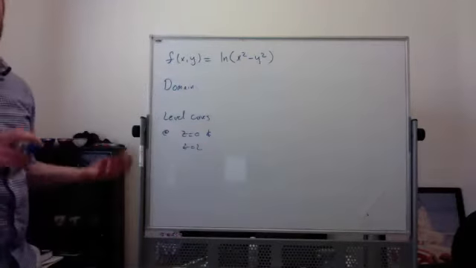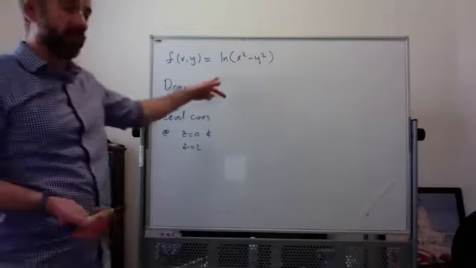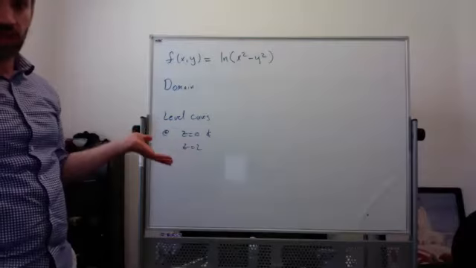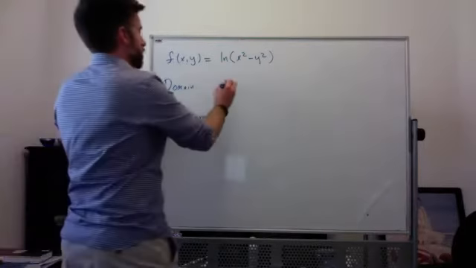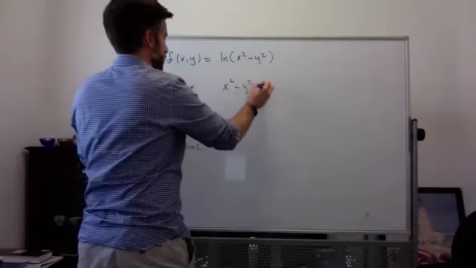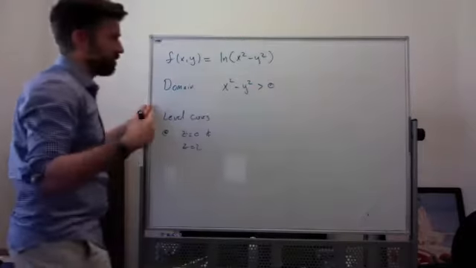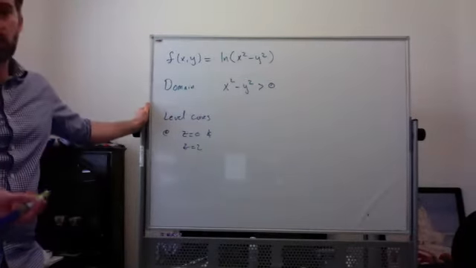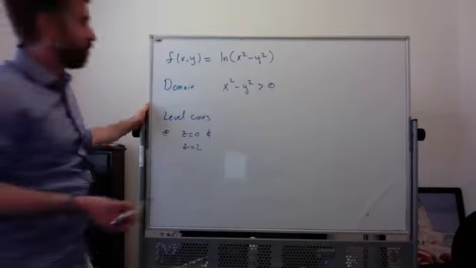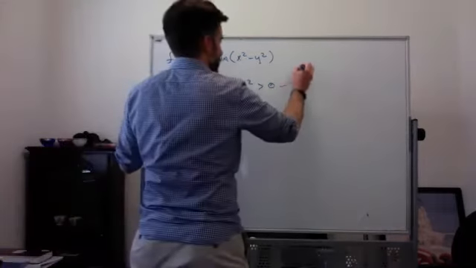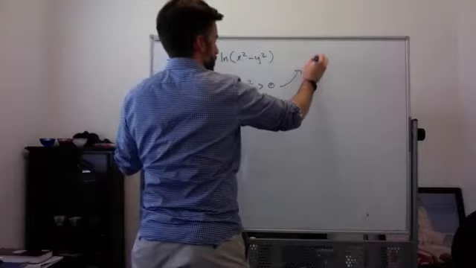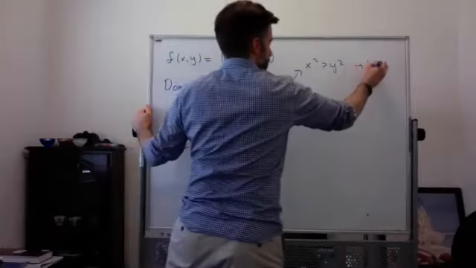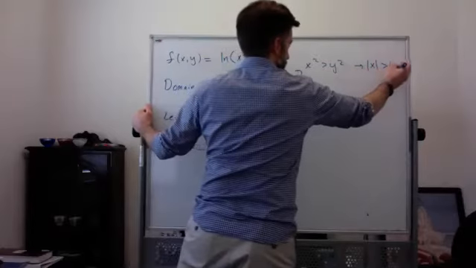Okay, so domain for this kind of thing is pretty straightforward. For a logarithmic function, the insides have to be positive. For a square root, the insides have to be non-negative, right? So here I'm going to say x squared minus y squared is greater than 0. If it was a square root, I would say x squared minus y squared is greater than or equal to 0. There's a couple ways you can solve this. One way would be to say x squared is greater than y squared. So that's going to mean that the absolute value of x has to be bigger than the absolute value of y.